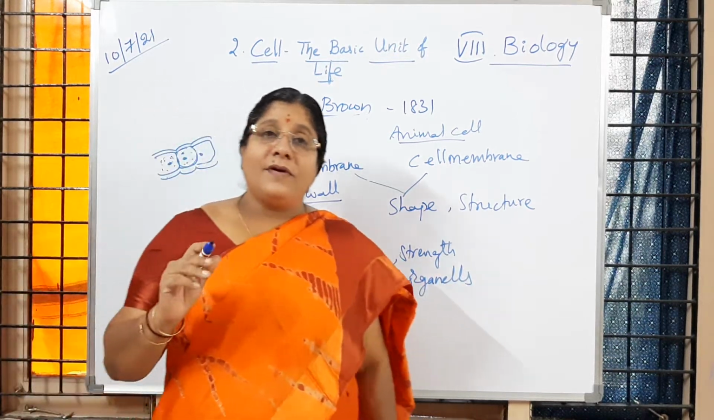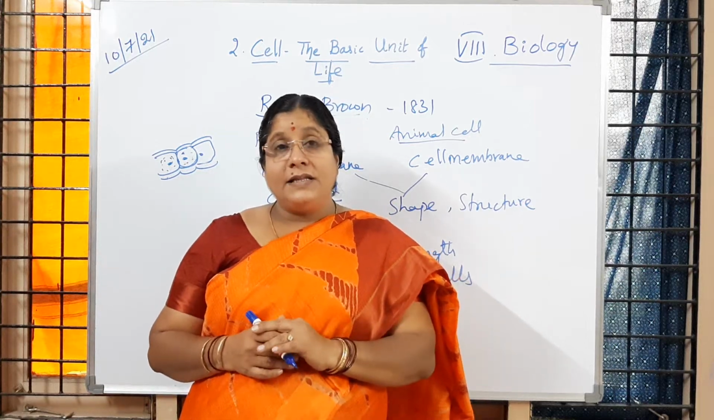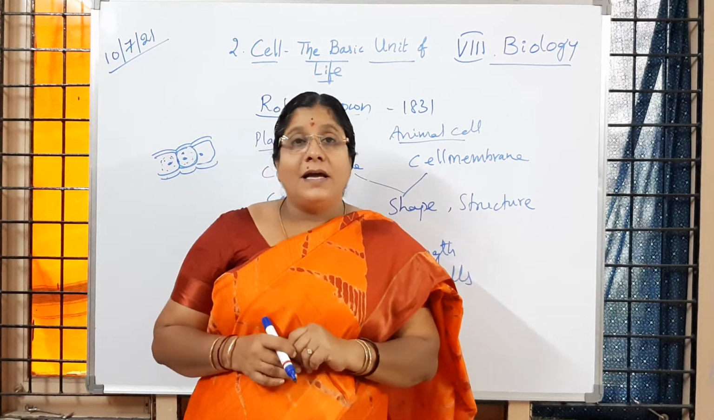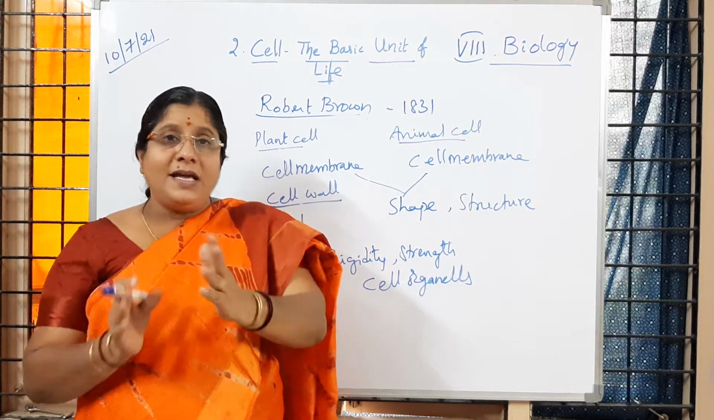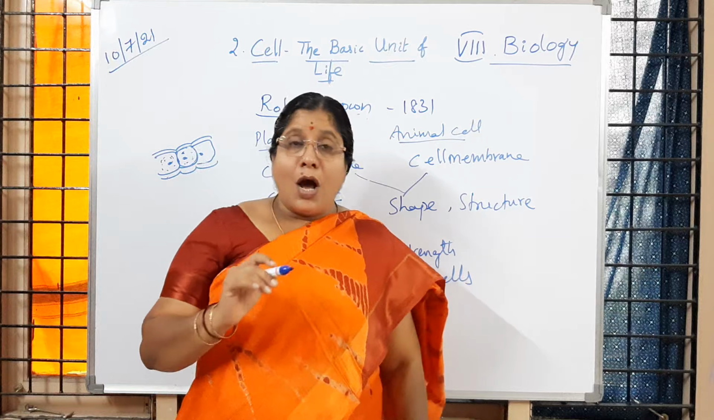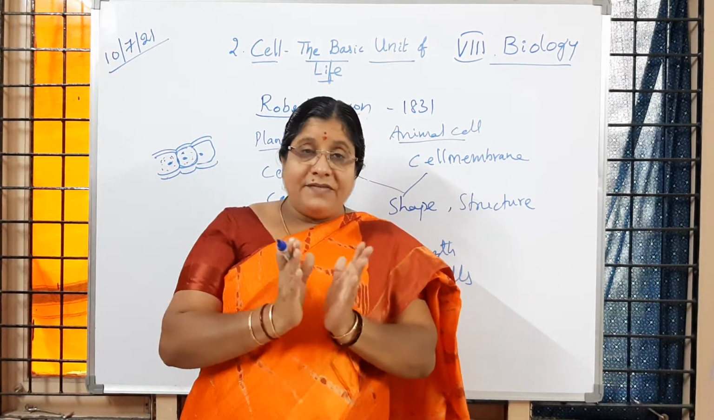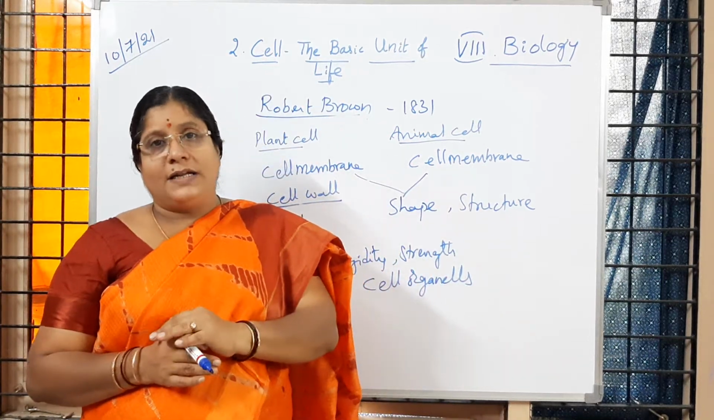How is carbon dioxide entering the chloroplast? That is with the help of stomata. Through the plasma membrane only, the carbon dioxide enters in the process of photosynthesis. And how does the water enter? You know that the roots, which have a cell membrane, help in taking in the water.